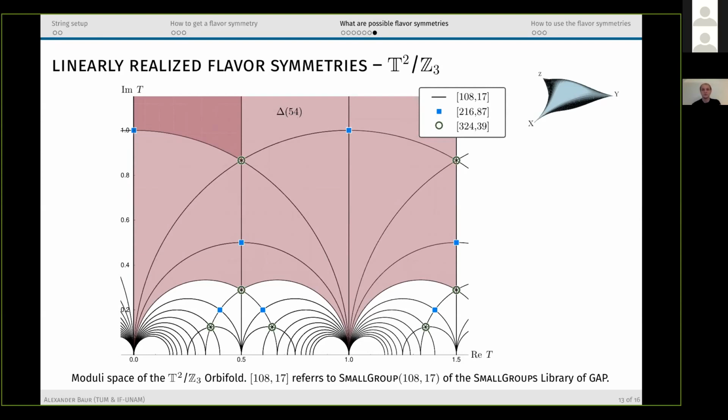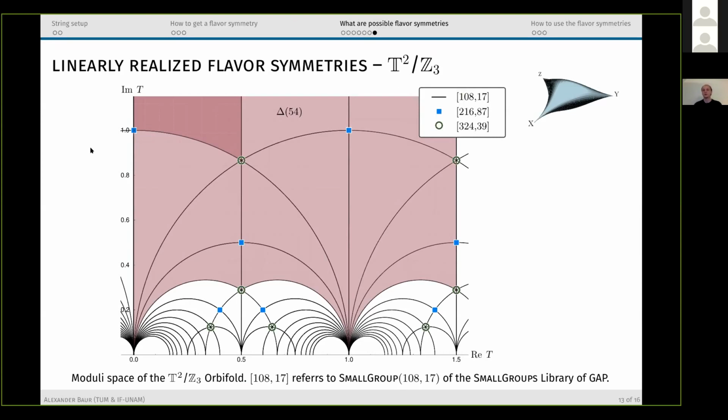But if we are at some special cases, like for example the fixed points of the SL2Z, or even the CP-like symmetries on some of those black lines, so on all those black lines, we would have an enhanced linearly realized flavor symmetry of, for example, this group, which I call (108, 17). This refers to the small groups library of GAP. 108 is the order of the group, and 17 is just a consecutive numbering. We also find flavor groups of order 216 and 324. Those will be the remnant linearly realized flavor symmetries that we can get if we have a T2 over a Z3 orbifold.